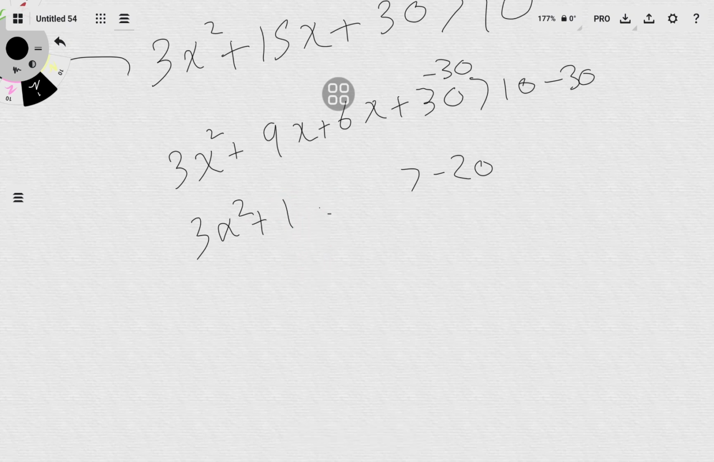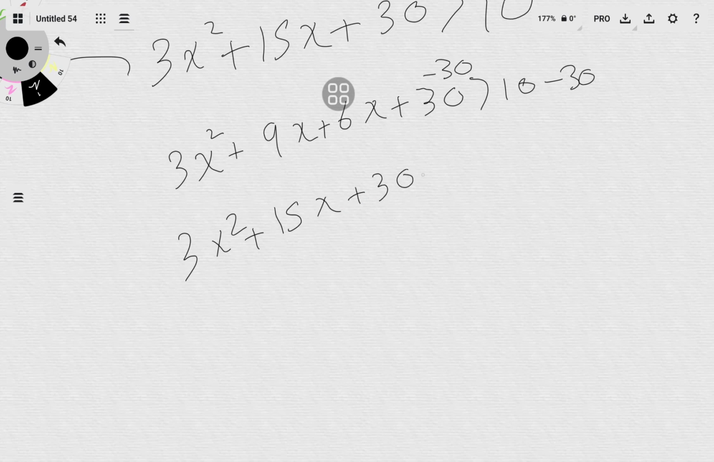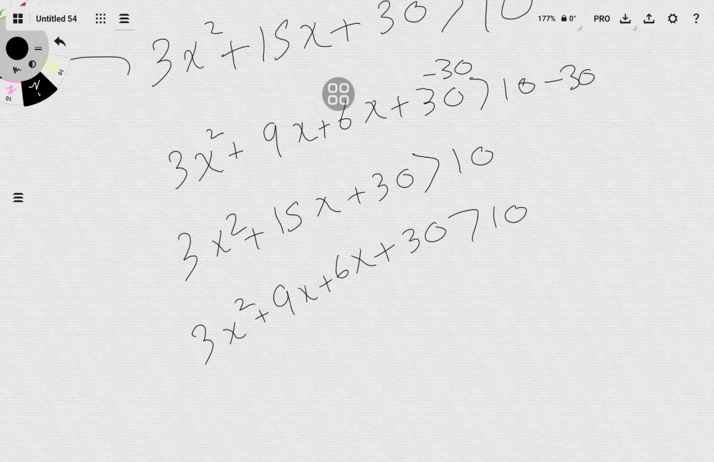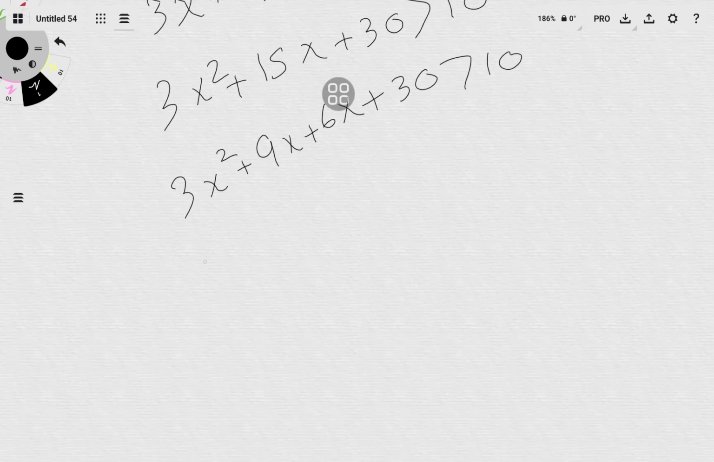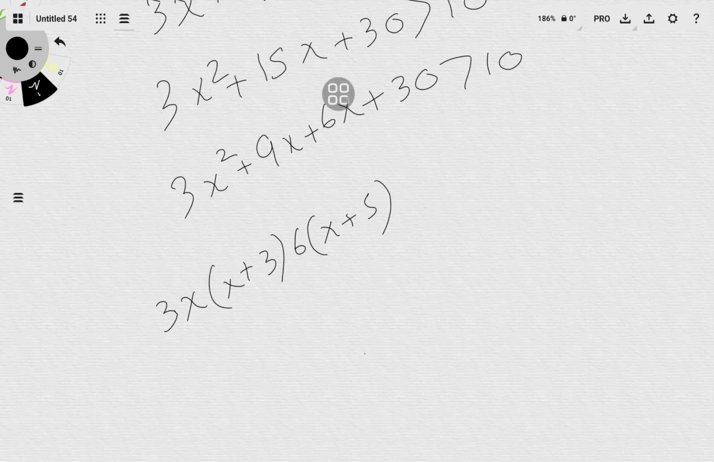Let's try the other way because I'm not able to solve it this way. 3x square plus 15x plus 30. This is again a wrong example.